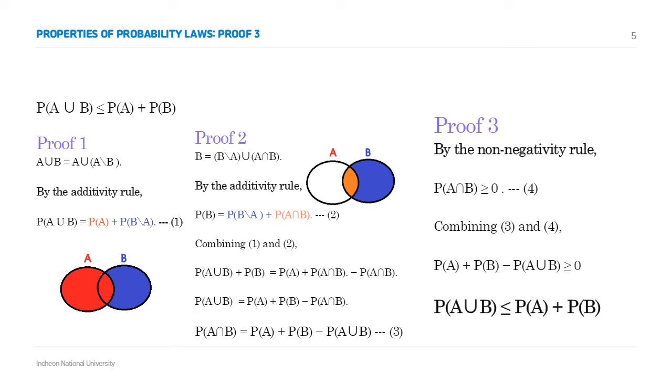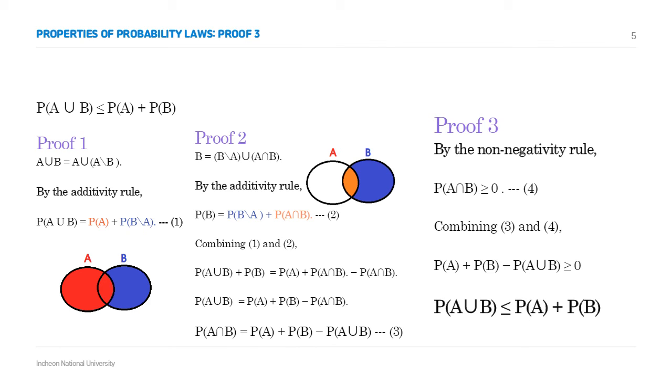Okay, then let's combine this with another fact. By the non-negativity axiom, probability of A intersection B is greater than or equal to 0. Why? Because it is non-negative, because that is a probability.